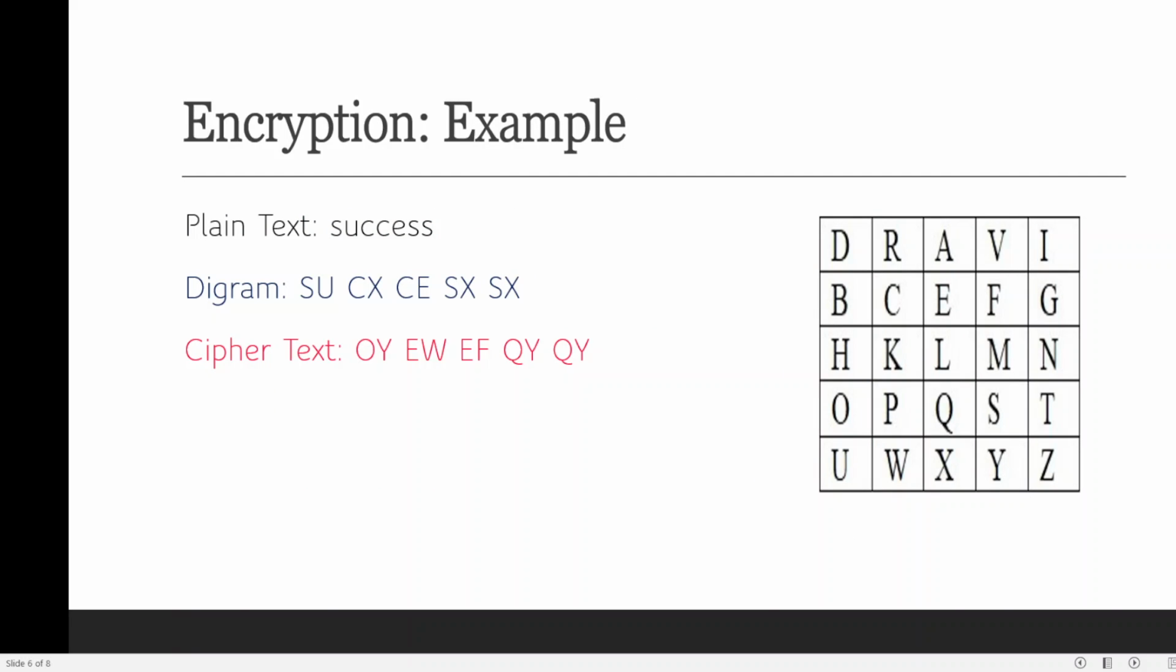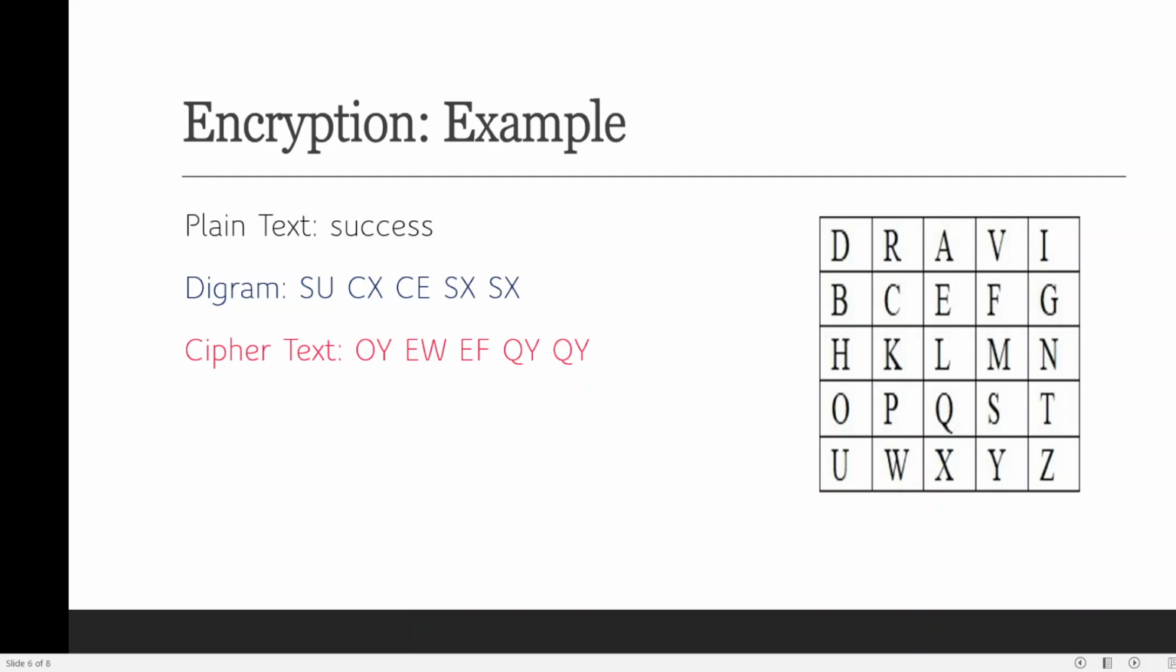Now let us see that example, success. Success is divided into multiple digrams, that is SU, CX, CE, XX, XS. Now SU is encrypted as OY. Here O happens to be in the same row as S, but it is in the same column as U. Therefore, S is replaced by O. Similarly, U is replaced by Y, which happens to be in the same row as U, but in the same column as S. Then you have CX.